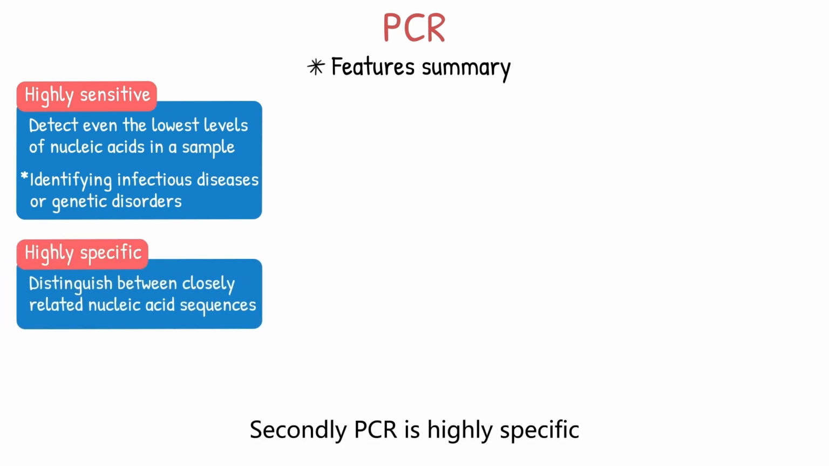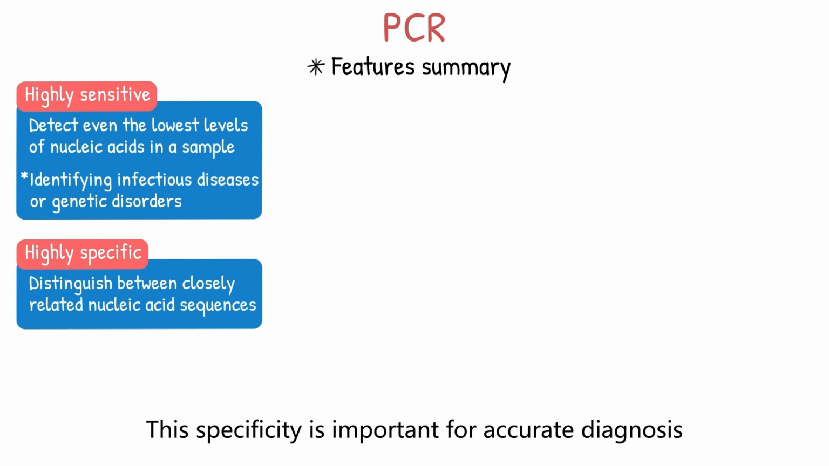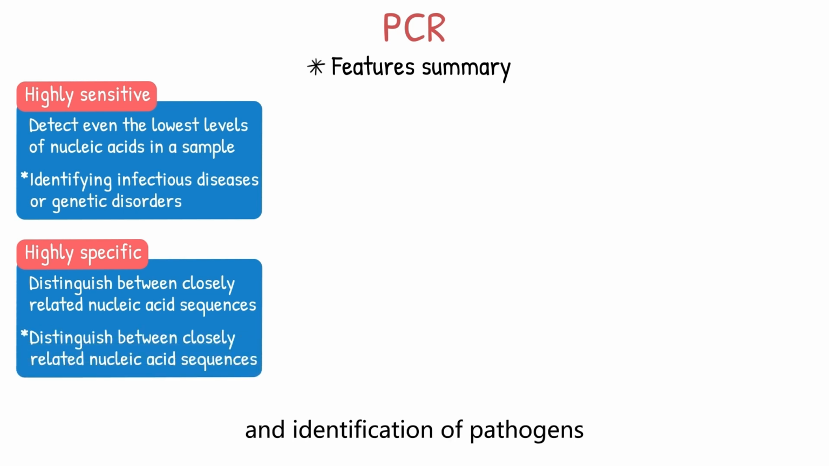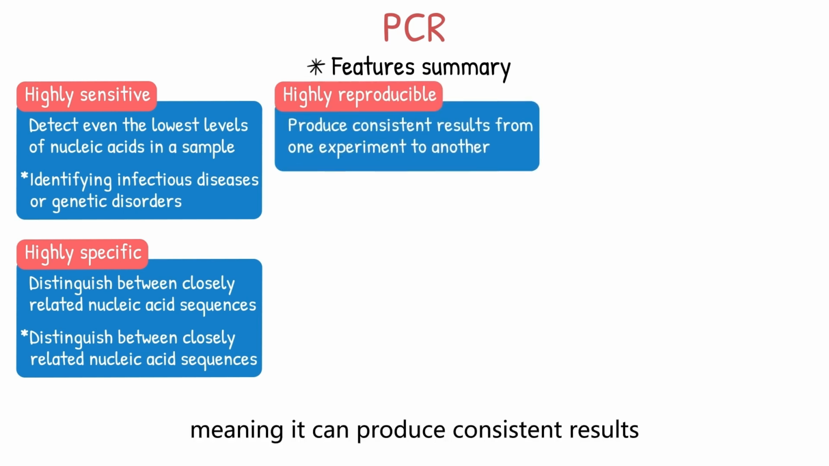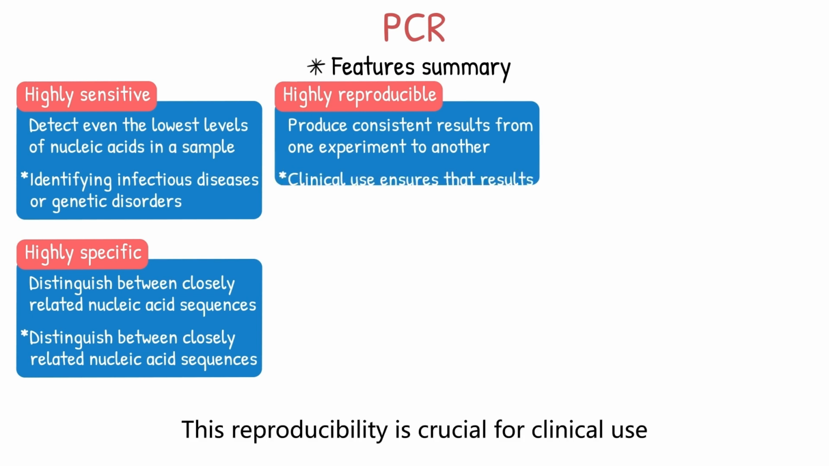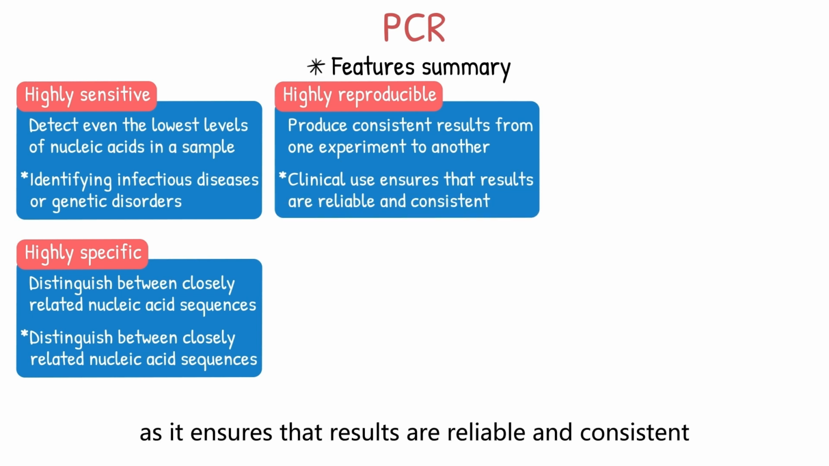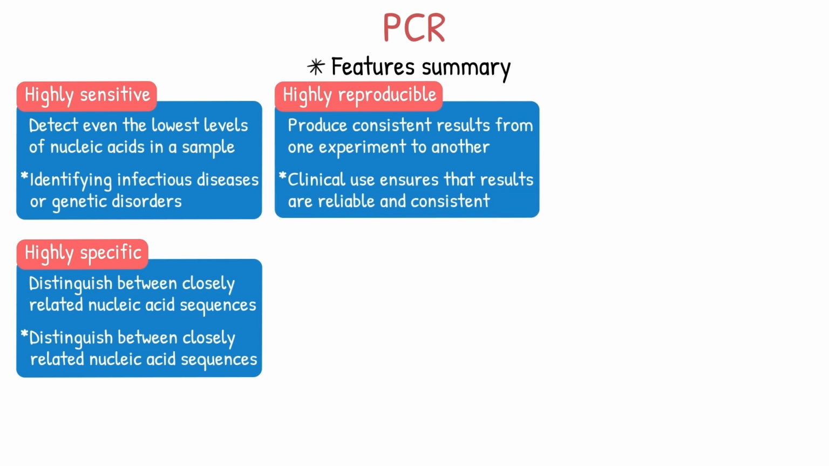Secondly, PCR is highly specific, meaning it can distinguish between closely related nucleic acid sequences. This specificity is important for accurate diagnosis and identification of pathogens. Thirdly, PCR is highly reproducible, meaning it can produce consistent results from one experiment to another. This reproducibility is crucial for clinical use, as it ensures that results are reliable and consistent.